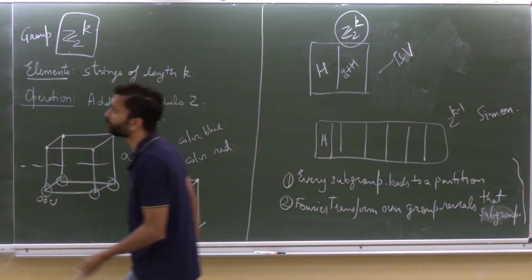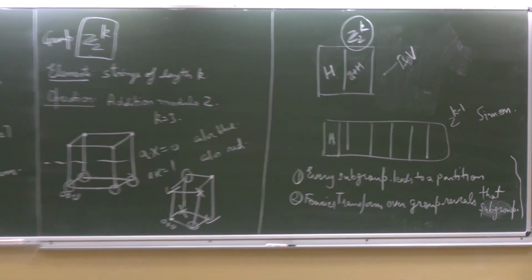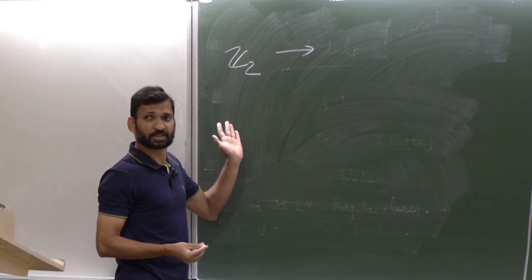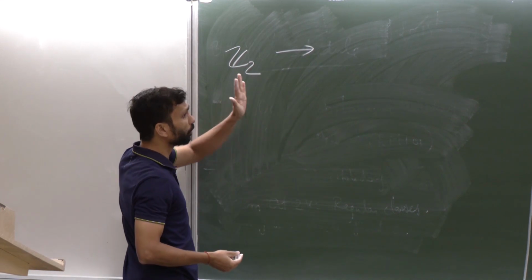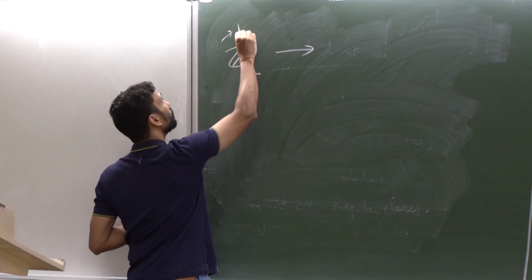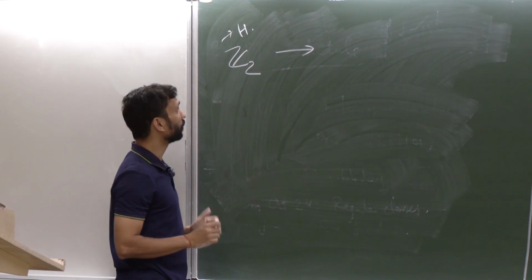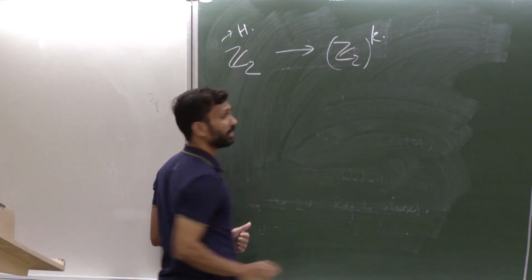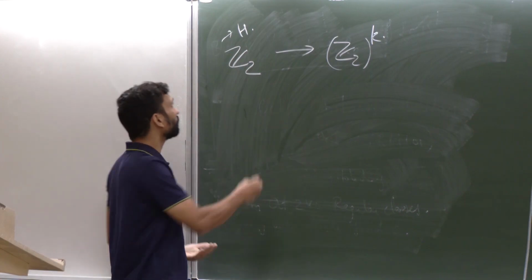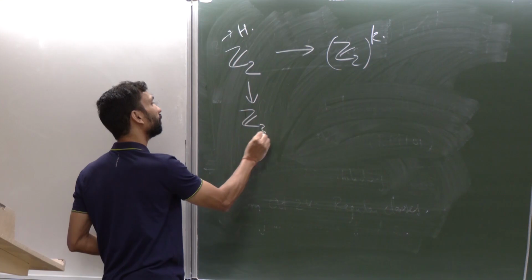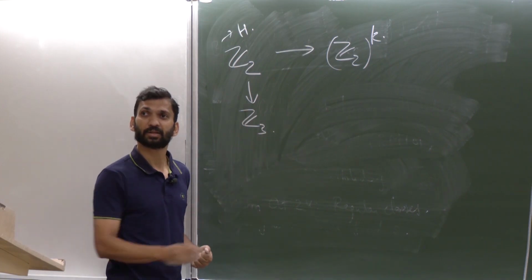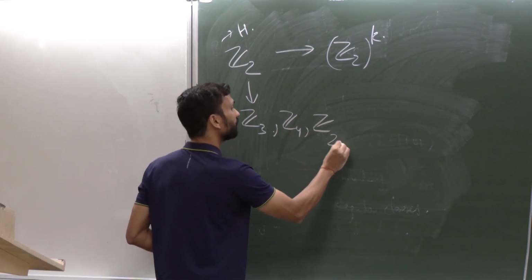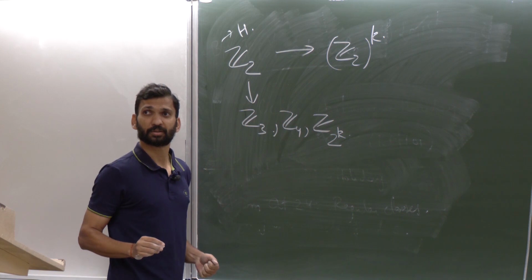So, let's see. What are the other simple groups? Z2, just two elements, 0, 1. That was a simple group. We know the Fourier transform. What is the Fourier transform over Z2? Hadamard. Okay. Now you can think of Z2 to the power k, or the other way to extend it would be Z3 or Z4 or Z to the power k.